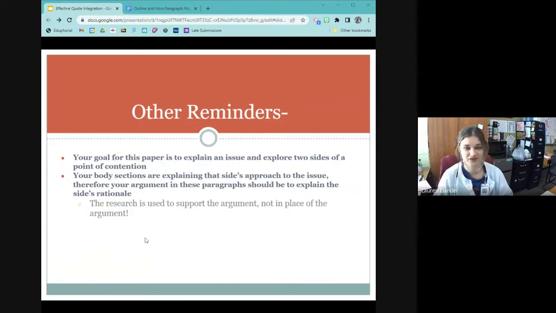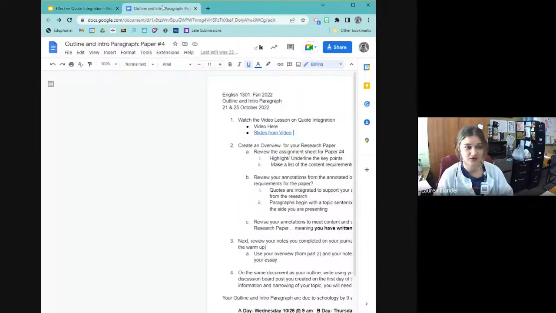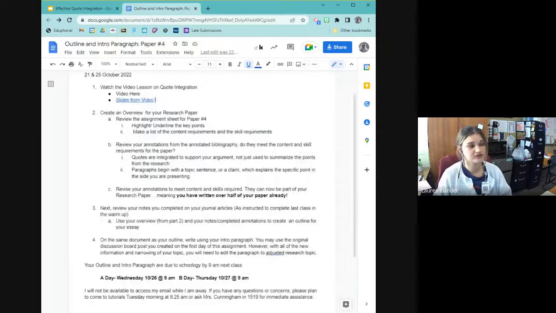So, moving forward for the rest of class, you are going to go back to your research paper assignment sheet, and I want you to review those key points as we did with the last paper. Go through and highlight or underline the key things you need to do, both the content, what you were supposed to write, and also the skills required, how you were supposed to write. Then I want you to look at your annotations from your annotated bibliography. If you did them correctly and met all the points, they should be 250 words for each of the sections in your essay so far. One for the pro, one for the cons, one for the conclusion.